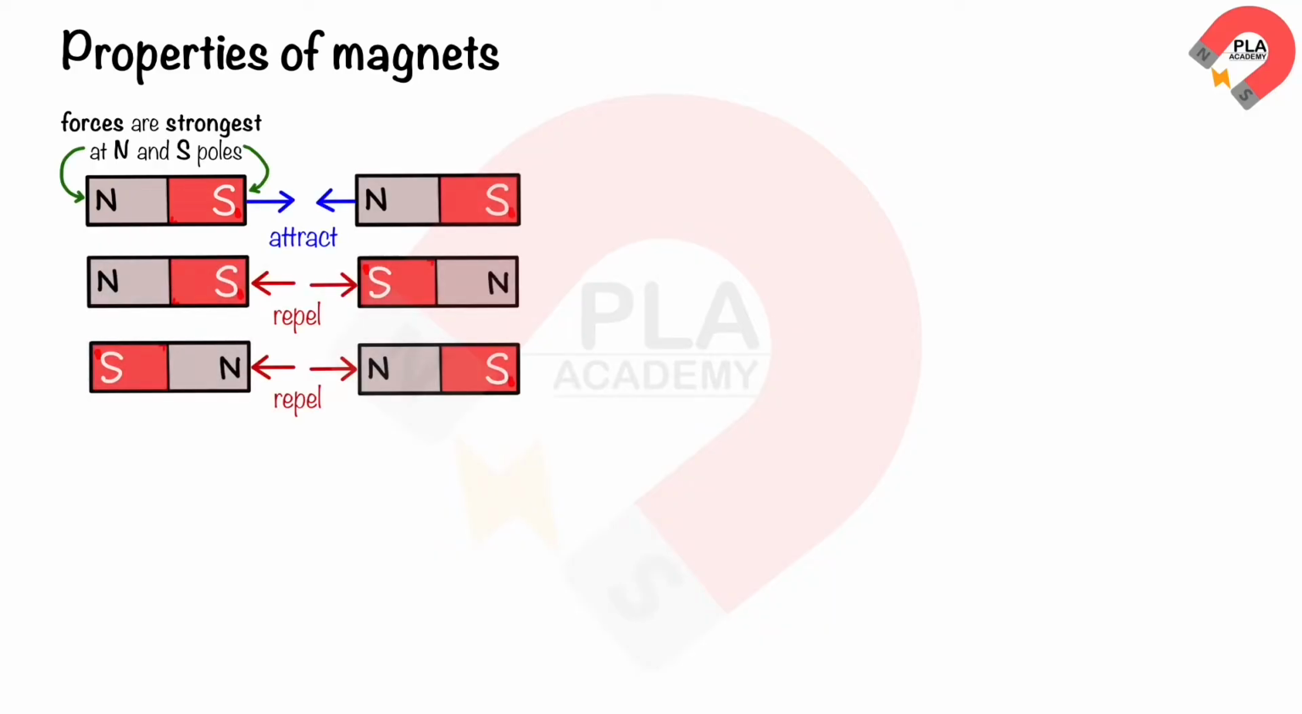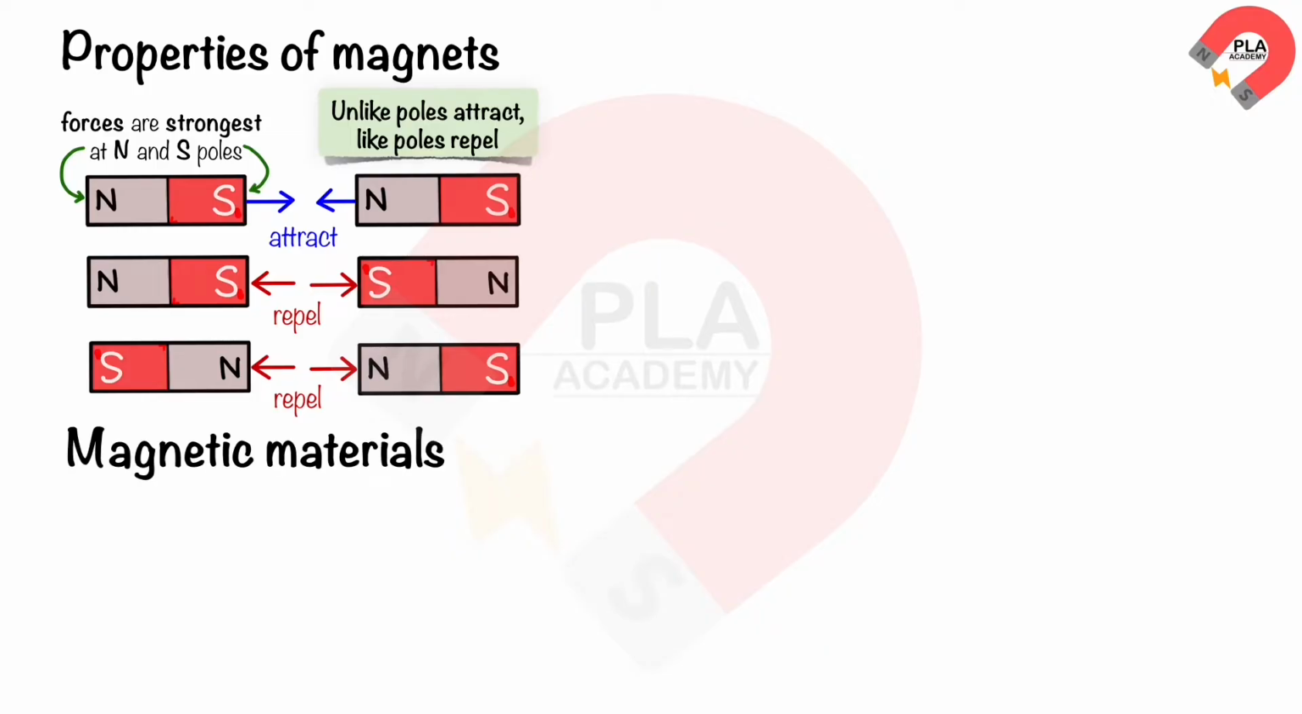Properties of magnets. Magnets have two poles, a north and a south, at the ends of the magnet. Magnetic forces are the strongest at the north and south poles. When two magnets are held close together, there will be a force between the magnets. Unlike poles attract, like poles repel.